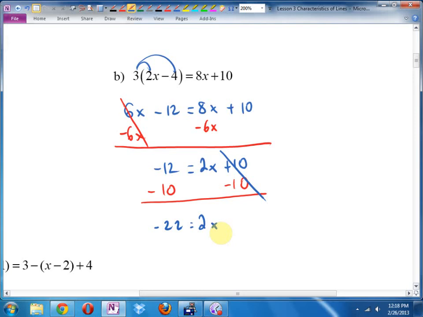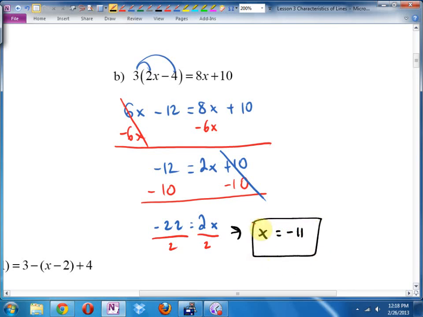Divide what? The most common mistake, kids are so used to the x being on the left, I see kids divide both sides by negative 22. Is that what you want to do? Where is the x? On the right-hand side. What are you trying to get by itself? The x. What's in front of it? A 2. So divide by 2, divide by 2, and you get x equals negative 11.